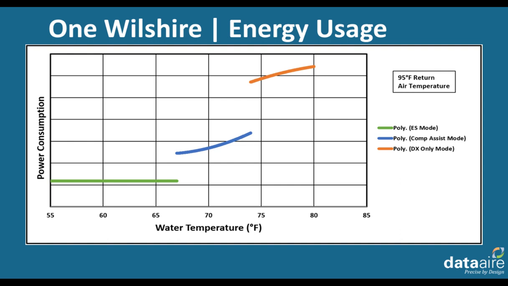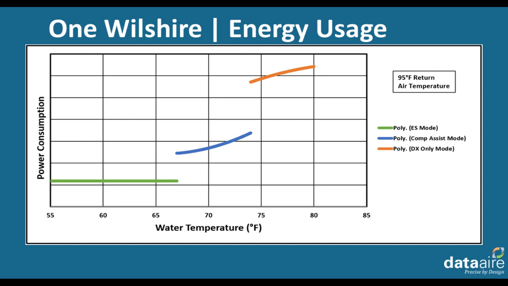Above 67 degrees, you'll see the blue line shows the compressor assist mode. And the power consumption increases a little because the compressor has now come on and it's operating at minimum speed and then ramping up with the water temperature. And finally, the DX only mode is when you hit 74 degrees and you no longer have economizer.